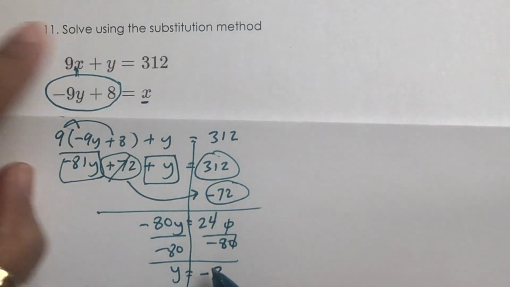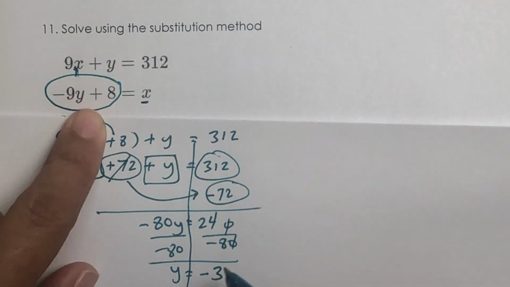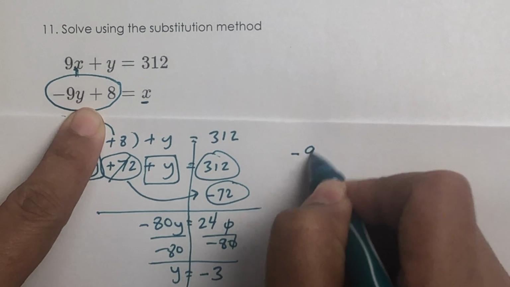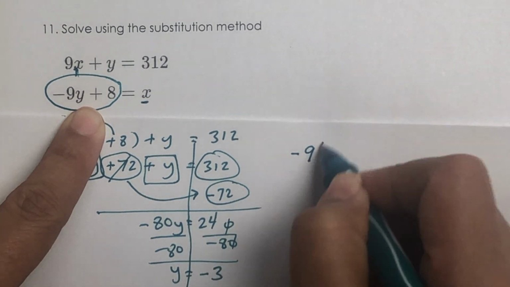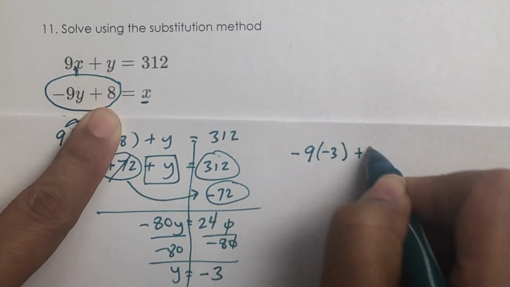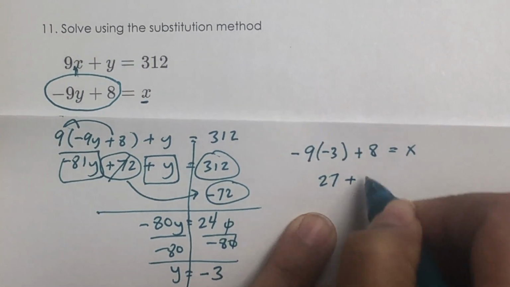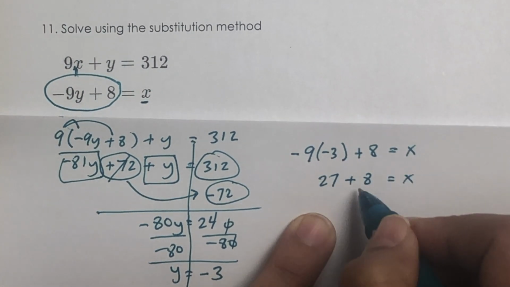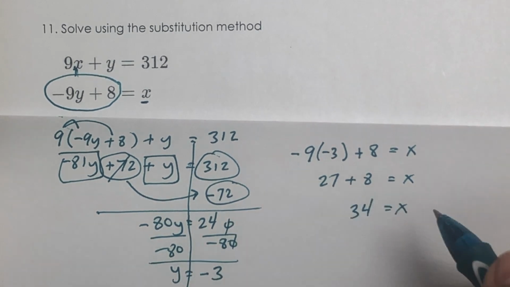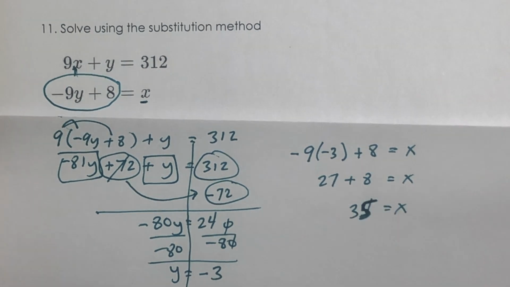Plug it into the easiest looking one, which is probably this one. So now I'm going to write this out. Negative 9, I see y, which is what? Negative 3 plus 8 equals x. All right, so that's going to be positive 27 plus 8 equals x. 27 plus 8 is 35. So again, write it out as a coordinate pair, x first, so 35 and y negative 3.